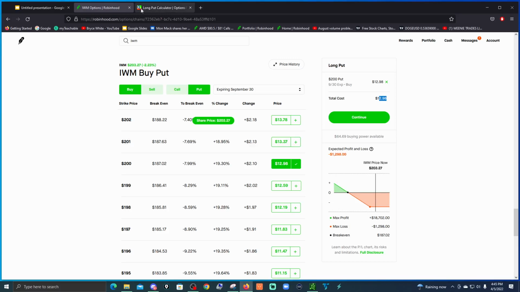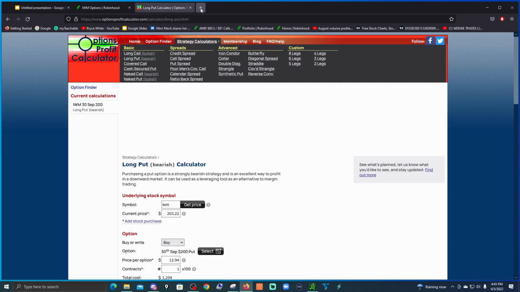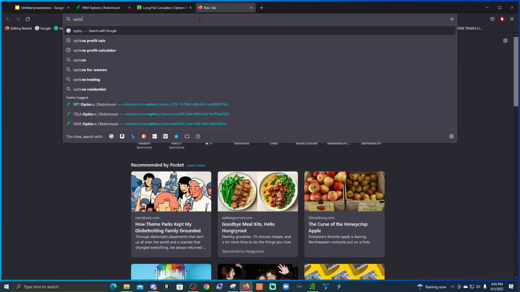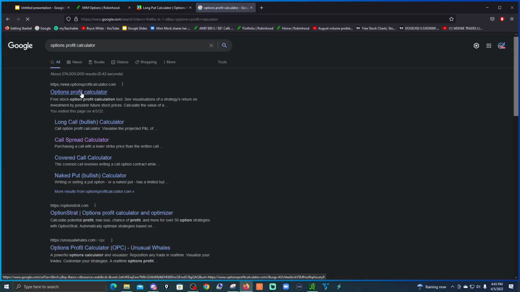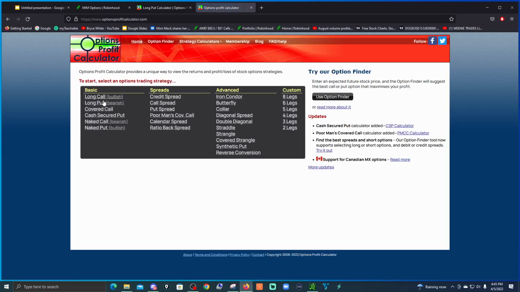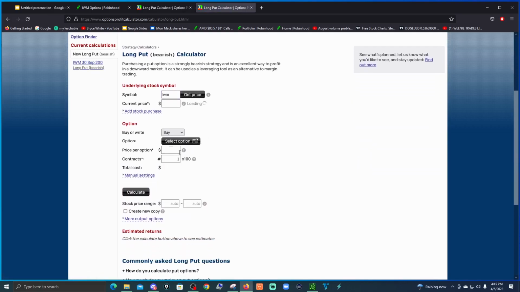What you can also do is I have options profit calculator as a reference, because you can go and type in options profit calculator. I'll walk you through it real quick. You can just go over there. You can click on that. And you can go to long put, because we're bearish the stock. Right over here, we type in symbol IWM, click get price. We're buying the option, so make sure this says buy.